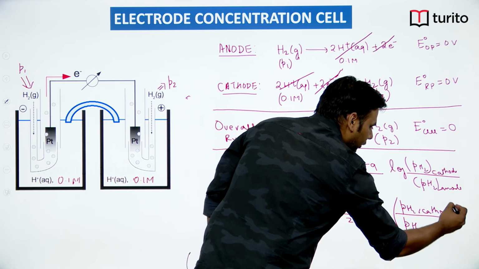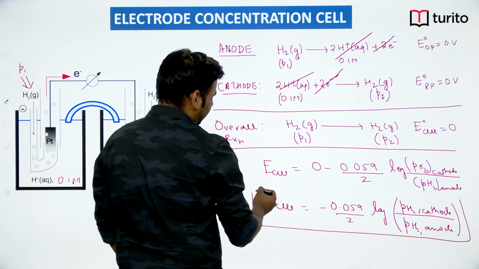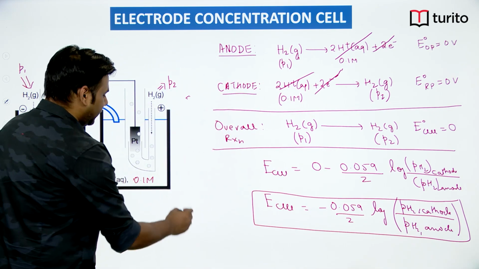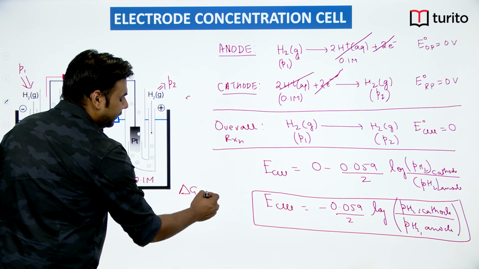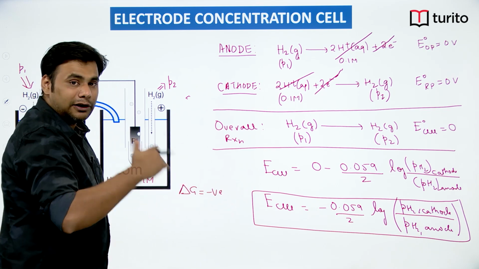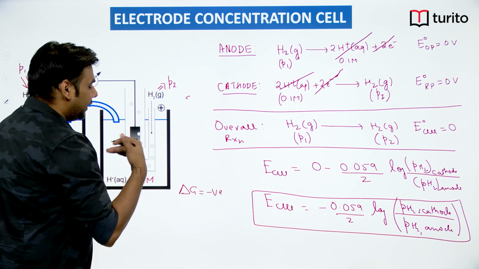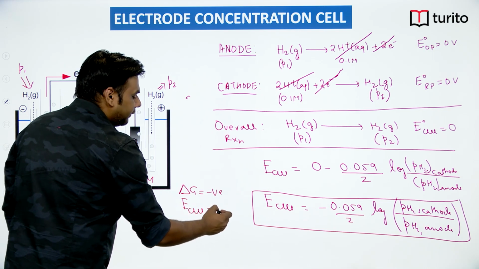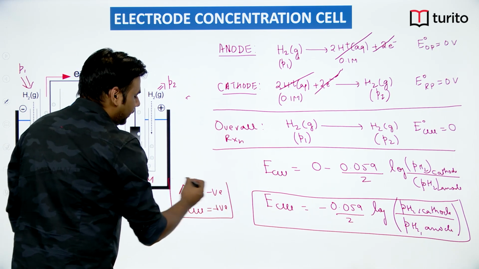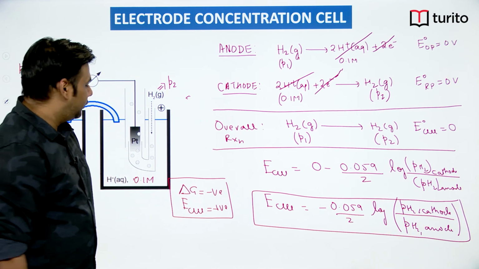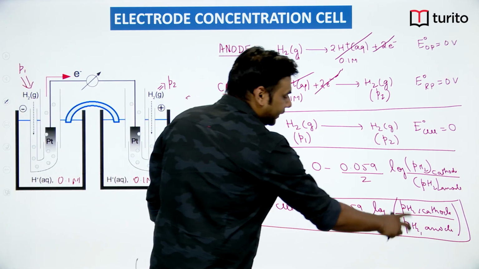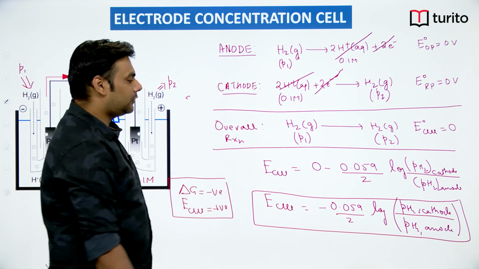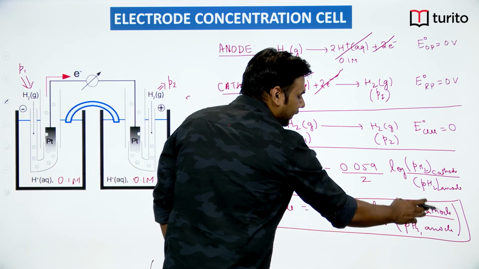Now for this cell to be spontaneous, for this cell to produce current, its delta G should be negative. Delta G is minus n F E cell. So delta G would be negative only when E cell is positive. This is the criterion for spontaneity of an electrochemical cell. For E cell to be positive, this log term has to be negative because there is already a negative sign outside.